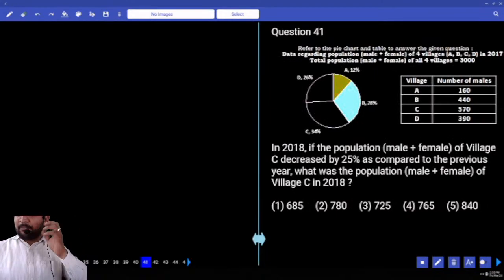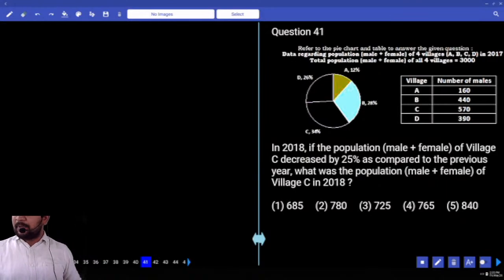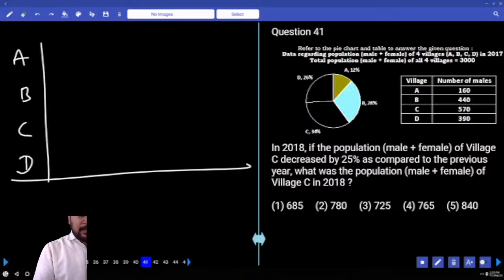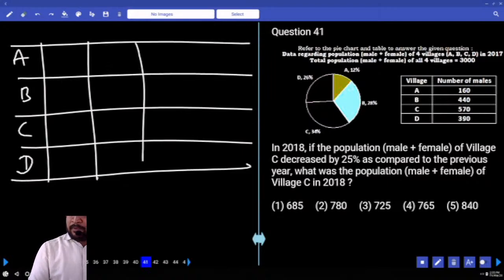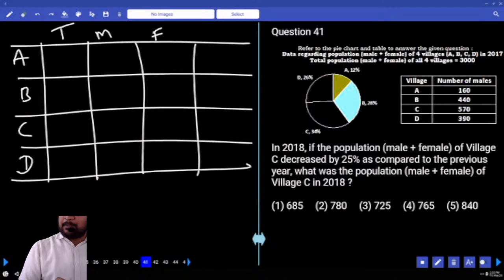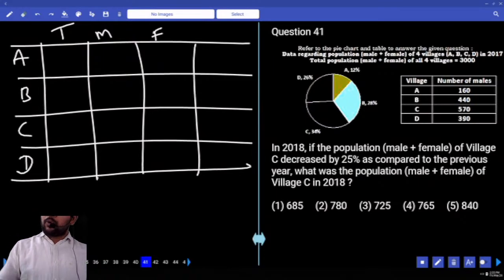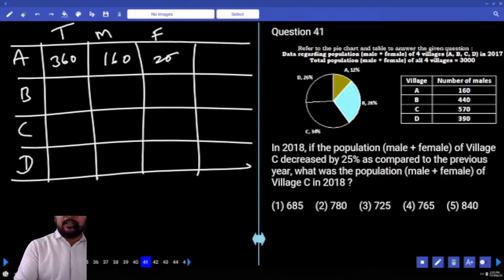Now, data regarding the population of male plus female of 4 villages in 2017. Total male plus female of the 4 villages is 3000. Now see here, all of you, A, B, C, D, 4 villages are there. Total males, male plus female, and at the same time the number of males are given. Total is 3000, right? 12% is what? 360. Males are 160. Therefore females are like this.